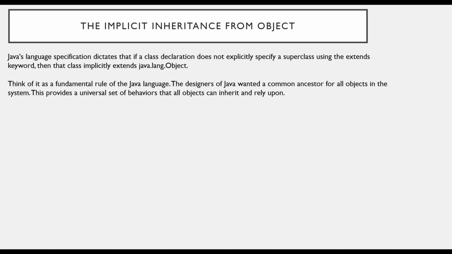The designers of Java wanted all the classes to have a common ancestor. All the objects should belong to a common object. This is where they designed the Object class as a universal superclass for all of them. So all the behavior which is there in Object should be inherited by each and every object, so it is easy for them to design it.